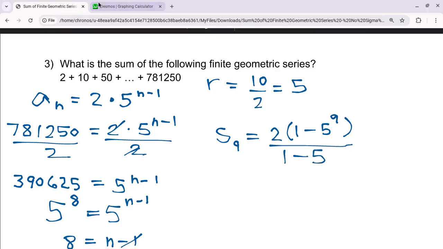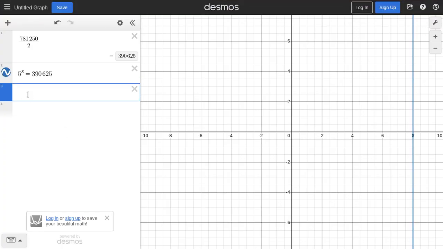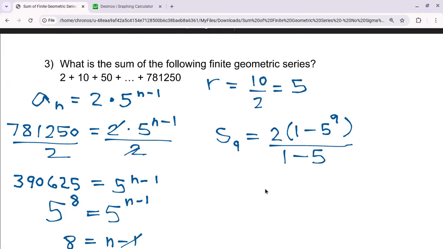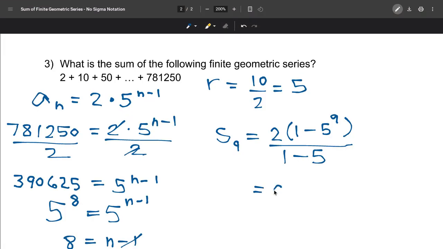All right, let's go back to Desmos. So we do 2 times 1 minus 5 to the 9th power. We're going to divide that by 1 minus 5. And we're going to get 976,562. So 976,562, that's going to be our sum for this geometric series.